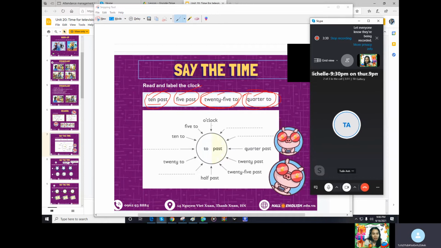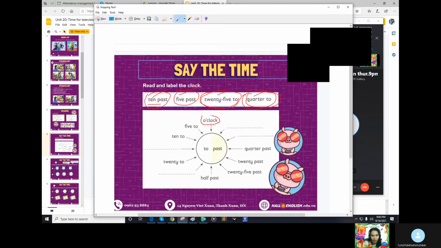Yes. All right. So how are you going to show this one? This is a clock, all right? And this is half past. So for example, we have here 12, 1, 2, 3, 4, 5, 6, 7, 8, 9, 10, 11. All right, can you see it? Yes. Okay.